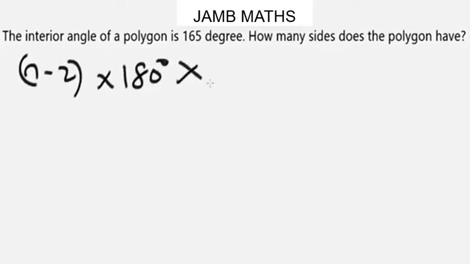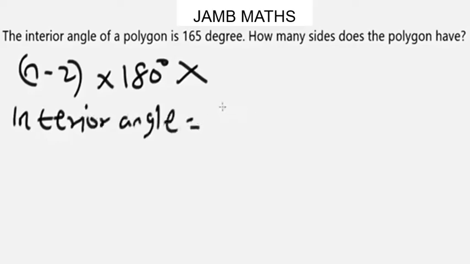We are not asked the sum, we are asked for the interior angle of the polygon. So that means we're going to use this formula for it. Interior angle equals 180 degrees minus exterior angle.